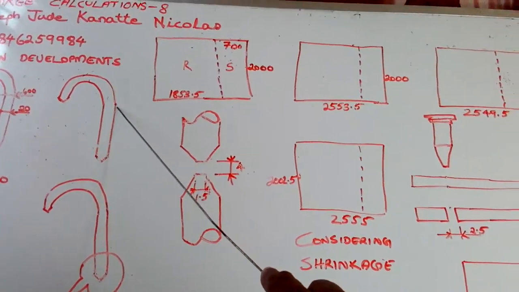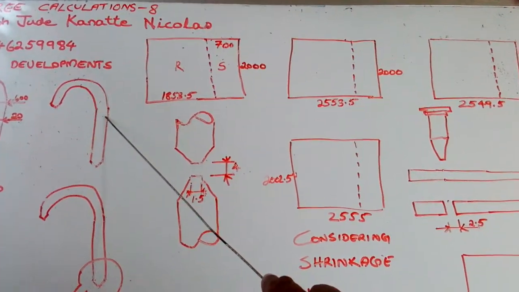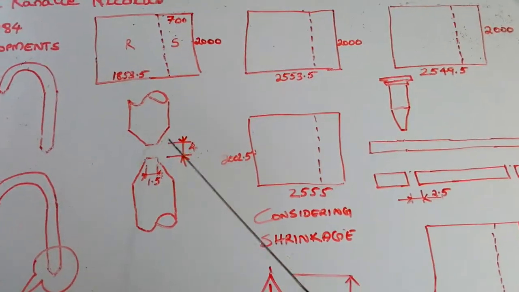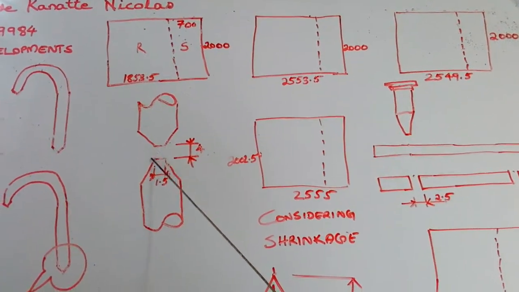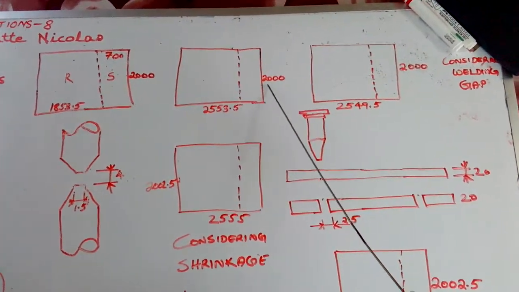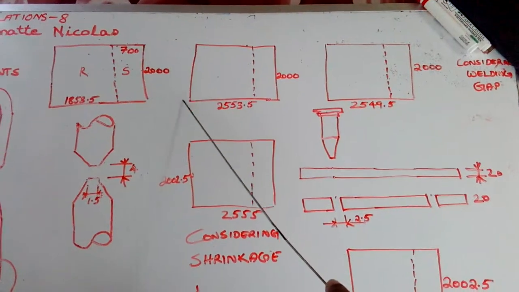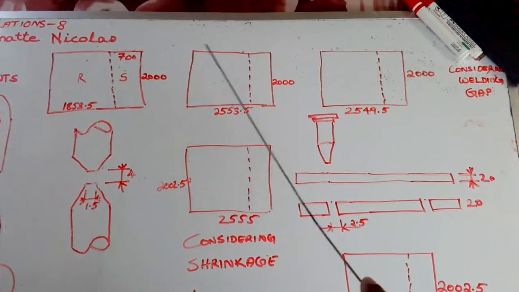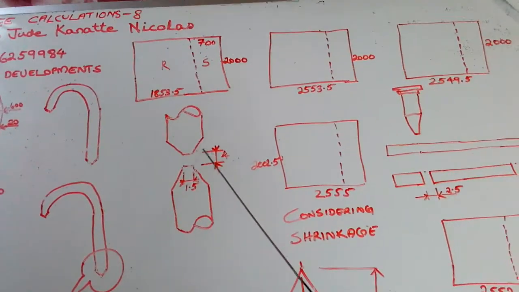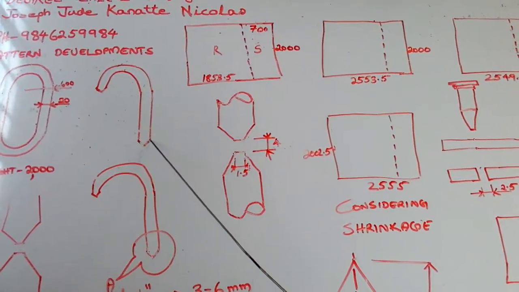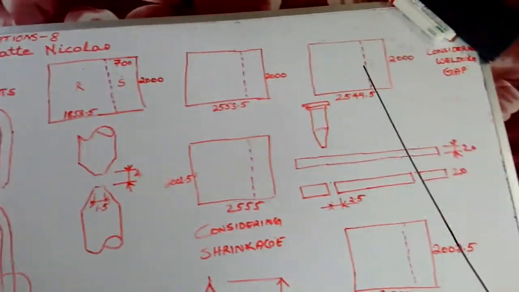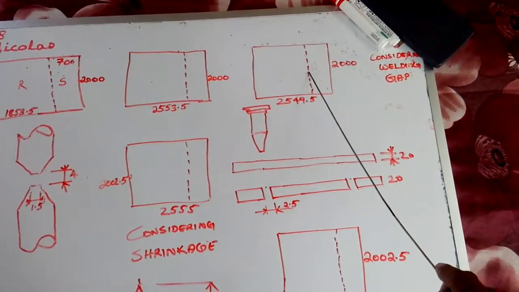This job, if we keep it on a platform and start to weld, a 4 mm gap will come, because from this job 2 mm we have decreased here, 2 mm we have decreased here, total 4 mm. So we will get a 4 mm gap here, and a 4 mm gap here. So this is the actual development.